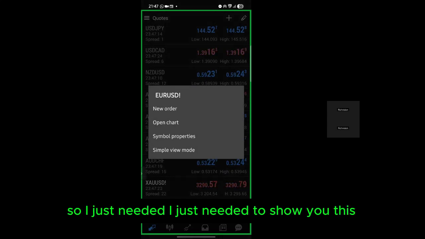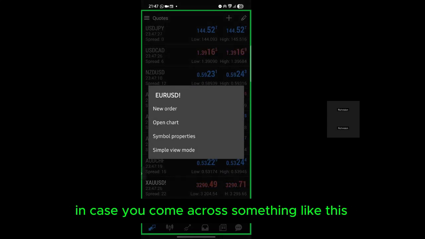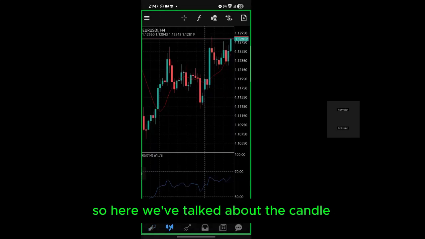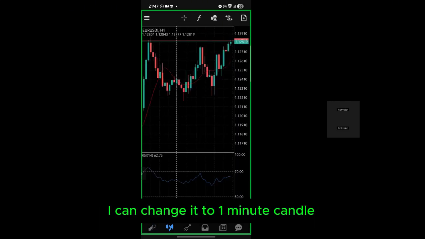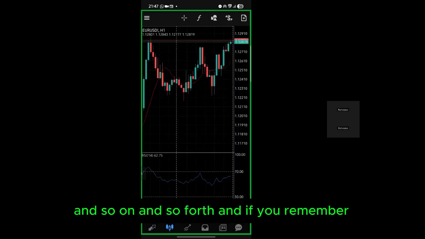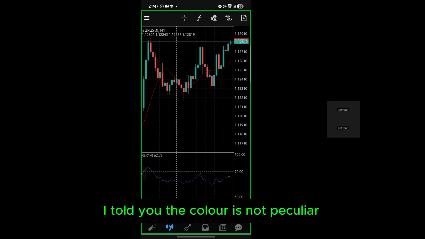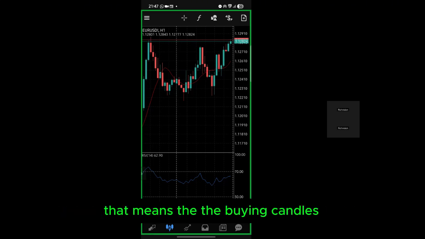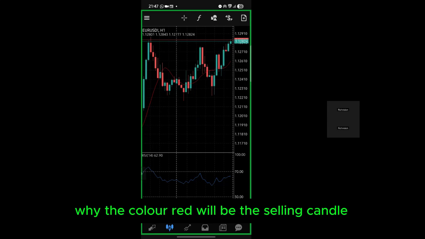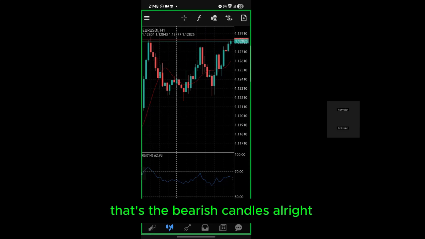So I just needed to show you this in case you come across something like this. Here we've talked about the candle. I can change this to 1 hour candle, I can change it to 1 minute candle, and so forth. And if you remember, I told you the color is not peculiar, it's not a static thing, it is yours. For me, I chose that the green candles are going to be my bullish candle. That means the buying candles, while the color red will be the selling candle. That's the bearish candles. All right.